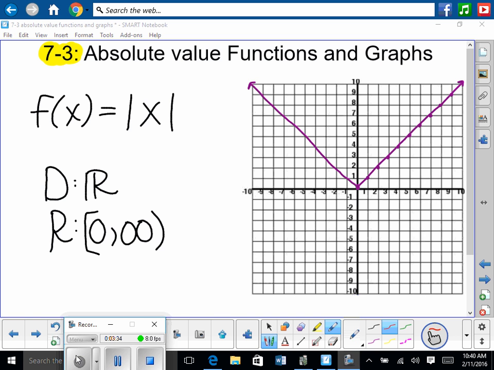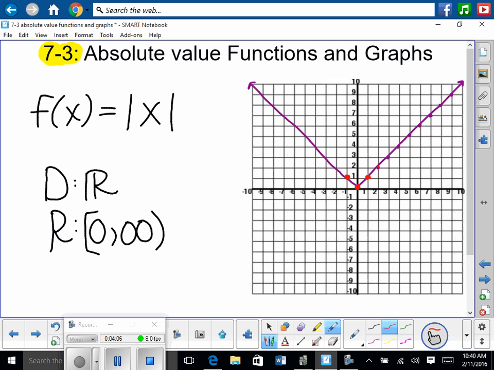So if we plug in a 1, we're going to get 1. If we plug in -1, we're going to get 1. If we plug in -3, we're going to get 3. The absolute value means positive distance, so it will always be positive. So we could just plot a bunch of points for this. Notice my function starts at 0, 0. If I plug in 0, I get the absolute value of 0, which is 0. If I plug in 1, the absolute value of 1 is 1. If I plug in -1, the absolute value of -1 is positive 1. So that's why it's up here.